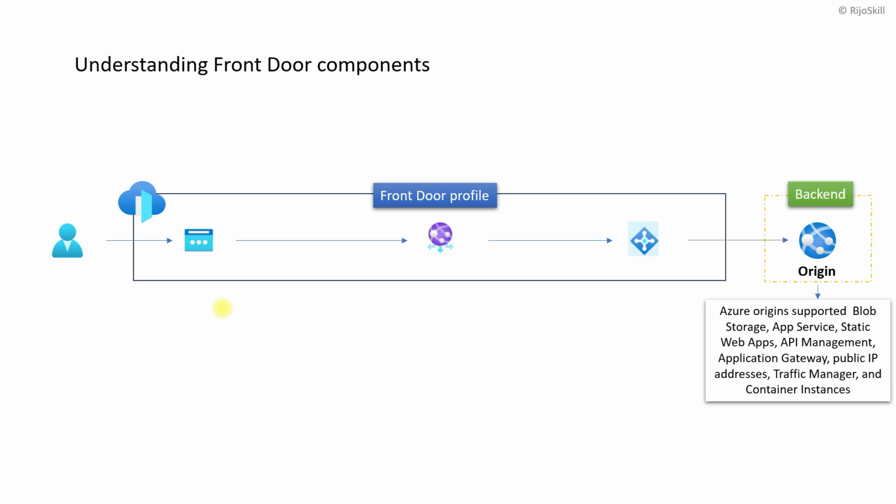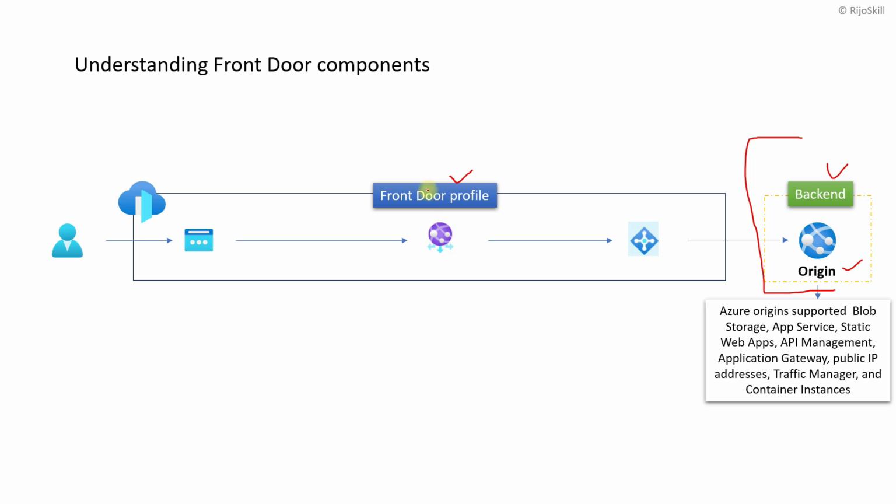Here you can see the diagrammatic representation, Front Door profile and backend. Azure divides this part; the origin means the backend. The backend supports Azure origins such as blob storage, app service, static web app, API management, application gateway, public IP address, traffic manager and container instance. So now you understand what the backend is. The backend is called an origin in Azure Front Door. So origin supports this type of application.